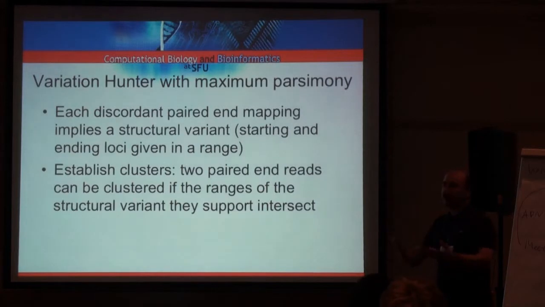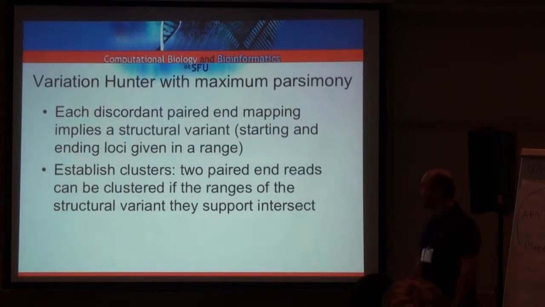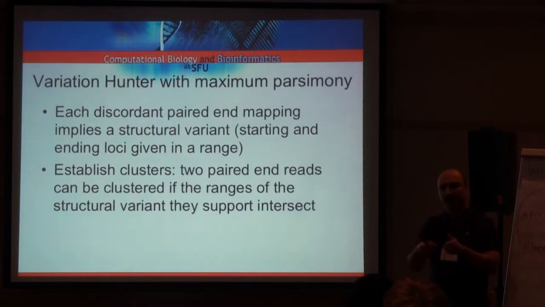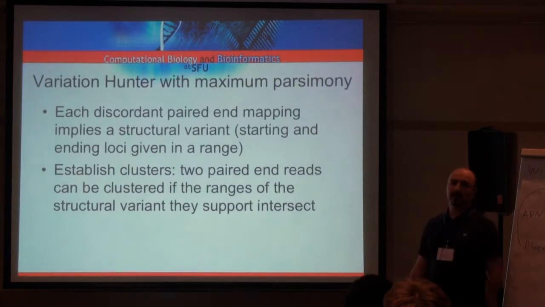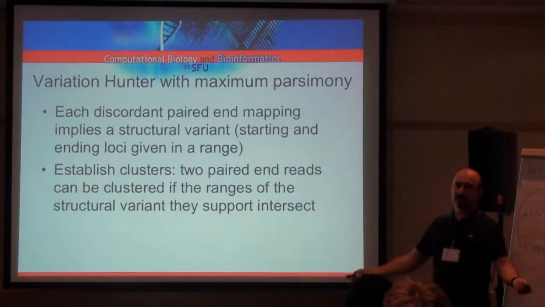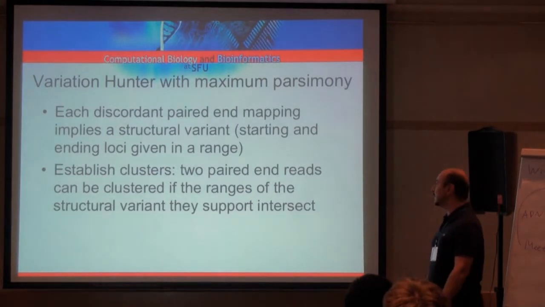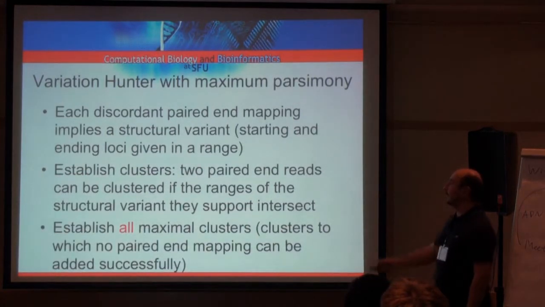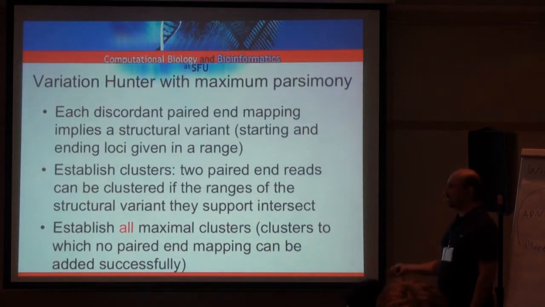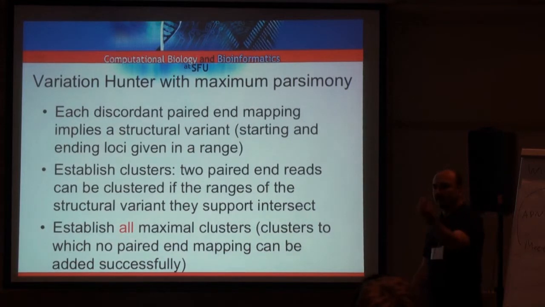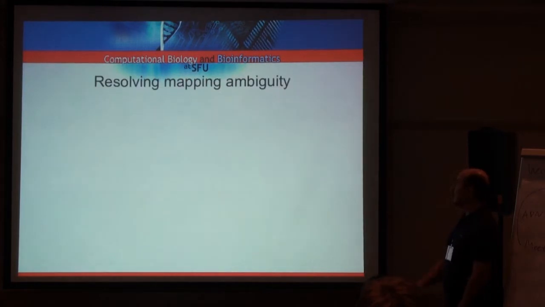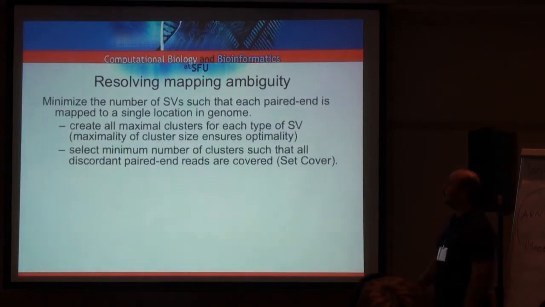If you'd like to do maximum parsimony-based structural variation discovery, we'd like to cluster these read mappings together as much as possible to explain with the smallest number of structural variants the maximum number of reads that are discordant. For this, you can obtain maximal clusters, those read mappings that can be clustered together so that they imply a single structural variation. And then go through each one of those clusters through a very simple combinatorial optimization framework.